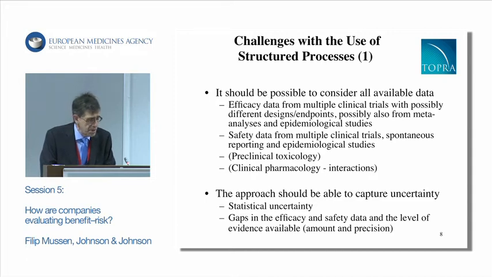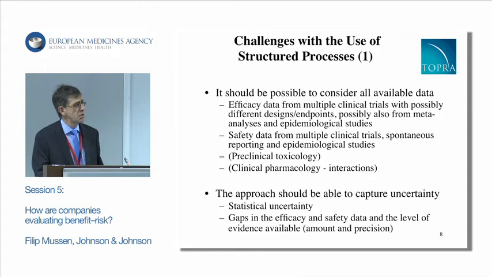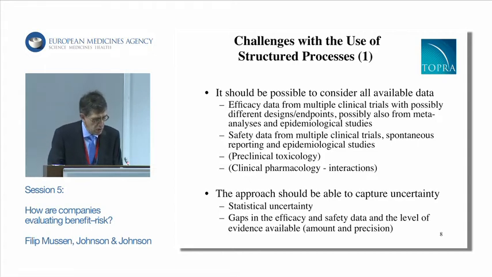So usually there are data from multiple clinical trials with possibly different designs and endpoints, also possibly meta-analyses and epidemiological studies. Safety data obviously can be generated also from multiple clinical trials and are also coming from spontaneous reporting and epidemiological studies. And they can even be, for example, interaction studies that are relevant for a benefit-risk profile. So I think we should not underestimate sometimes the amount of data and the complexity of data, which we then all try to bring into a single benefit-risk model.